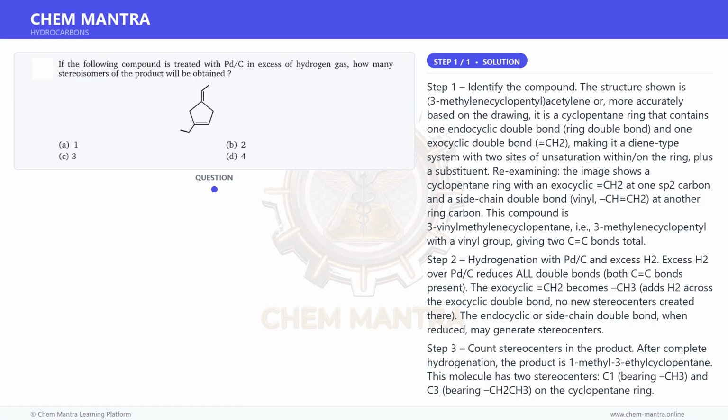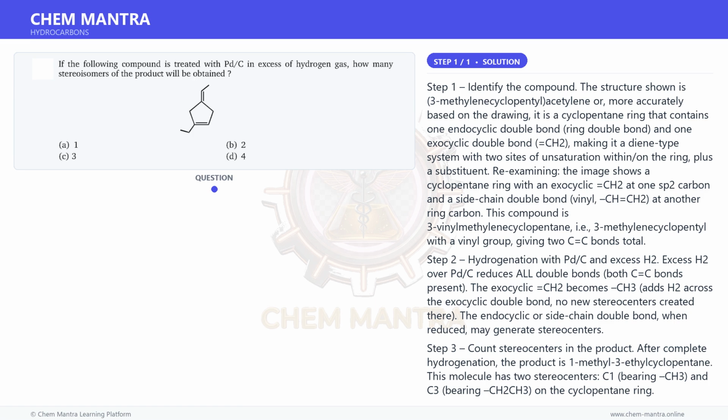Re-examining, the image shows a cyclopentane ring with an exocyclic =CH2 at one sp2 carbon and a side chain double bond, vinyl, CH=CH2, at another ring carbon. This compound is 3-vinyl-methylene-cyclopentane, i.e., 3-methylene-cyclopentyl with a vinyl group, giving two C=C bonds total.